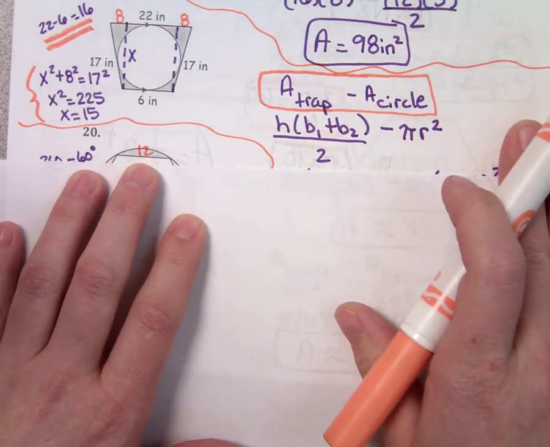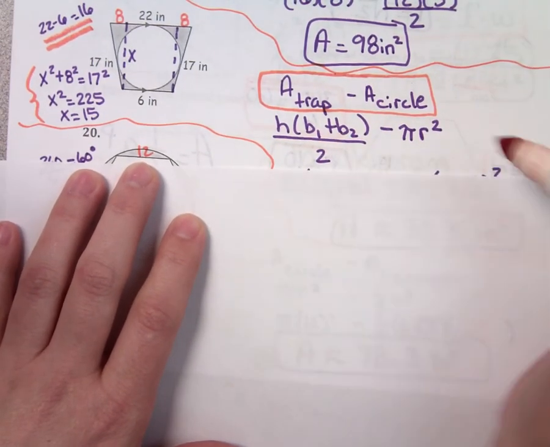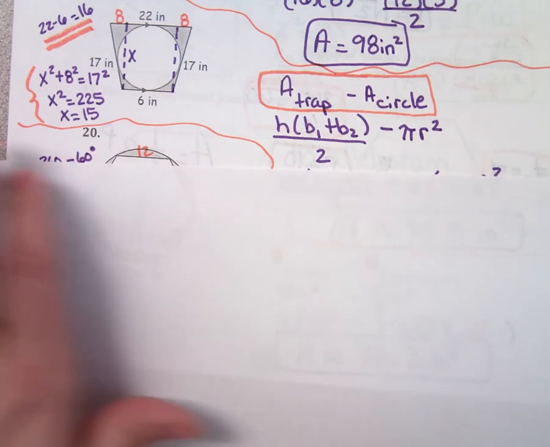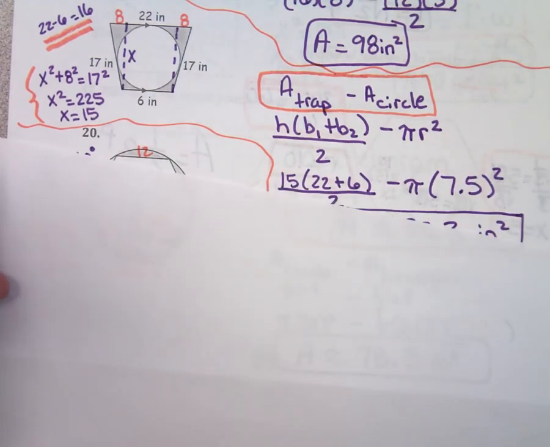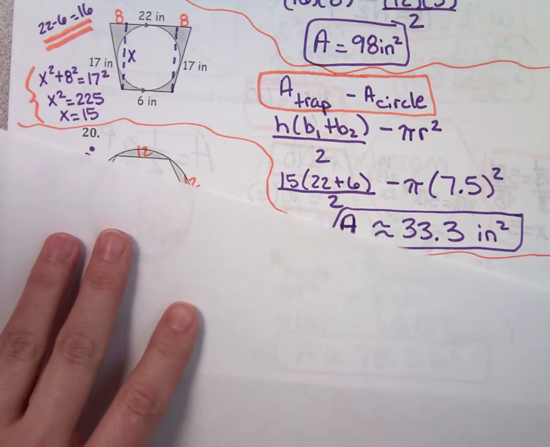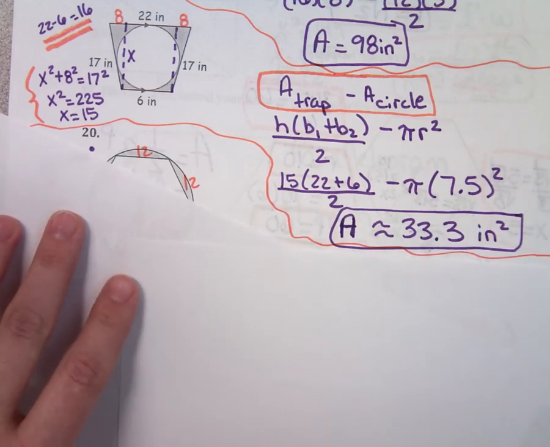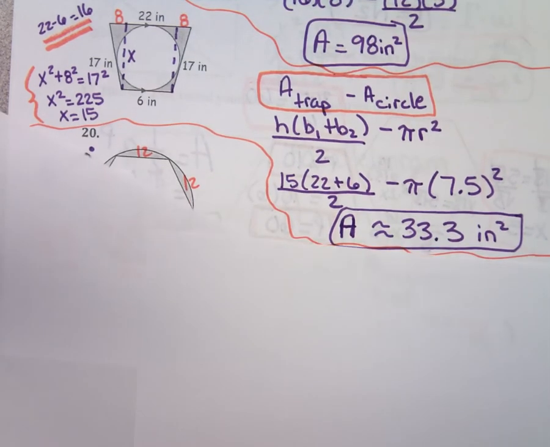This is the formula for area of a trapezoid. This is the formula for area of a circle. And here I am plugging it all in. And I get an answer of 33.3.